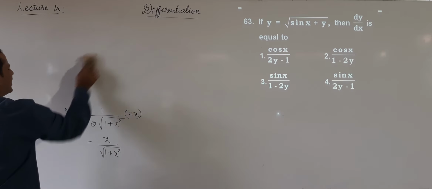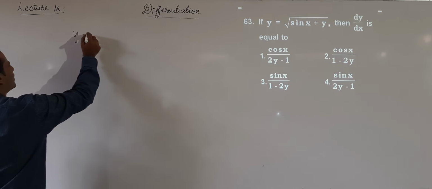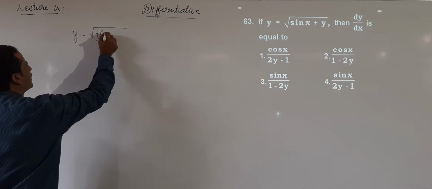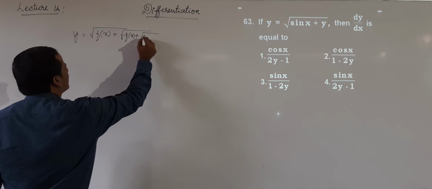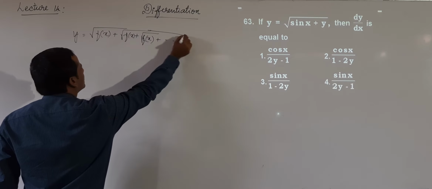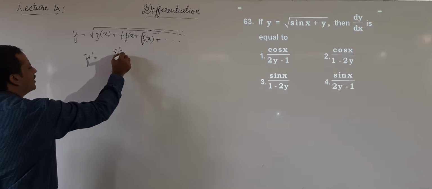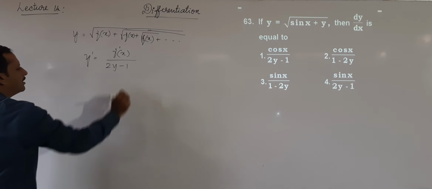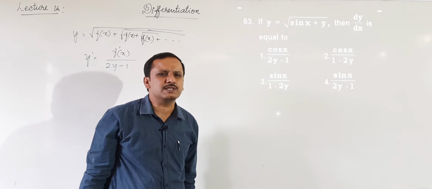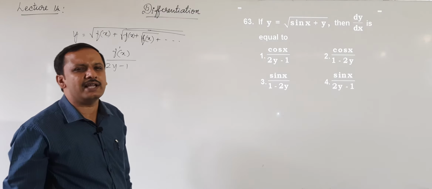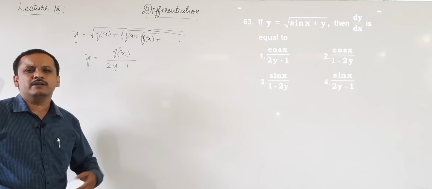Then 63rd question. If y is equal to root of sin x plus y, then dy by dx is equal to. So, y is equal to root of sin x plus y. You have seen such problems already. So, it is of the form y is equal to root of f of x plus root of f of x plus root of f of x, etc. So, in such cases, what is y dash? Y dash is equal to f dash of x divided by 2y minus 1. That formula, you can use. Here f of x is sin x, so f dash of x is cos x, hence the answer is cos x by 2y minus 1. If you identify that this problem is of this form, then you can directly write.